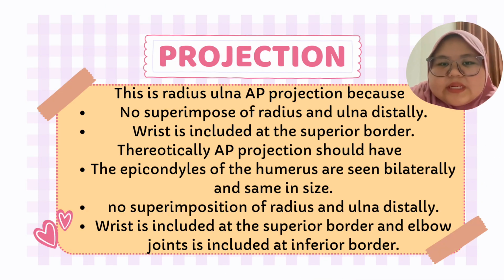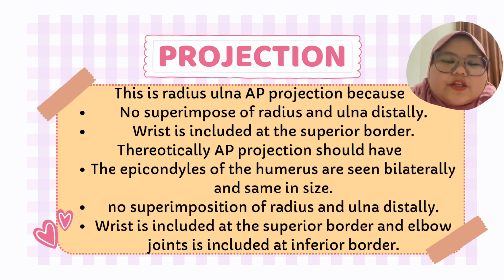How do I know this is radius ulna? This is radius ulna AP projection because we can see there is no superimposition of radius ulna distally, and there are ribs also included at the superior border.